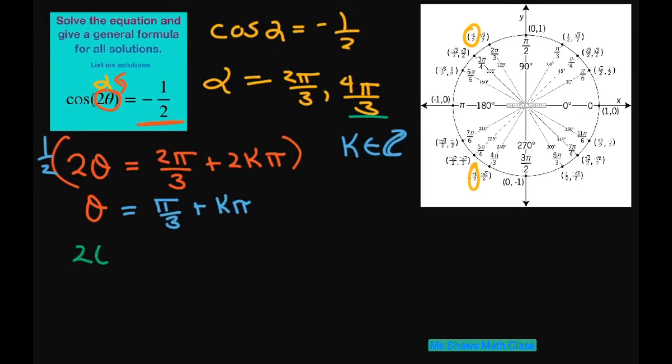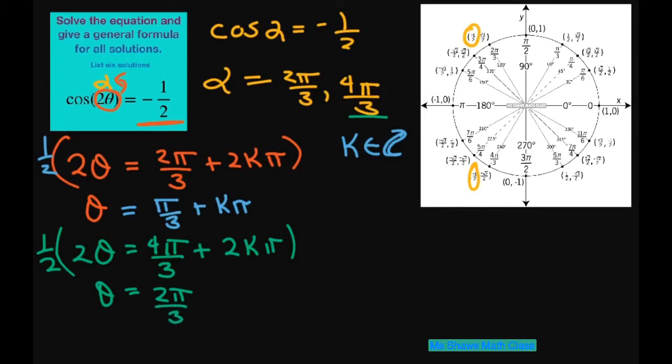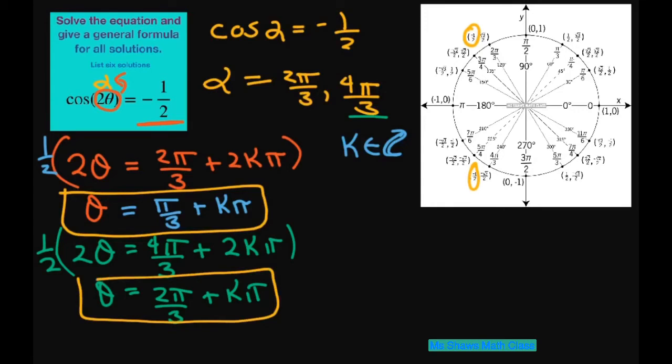We get 2 theta equals 4 pi divided by 3, and then your 2k pi. Multiply through by 1/2. You get theta equals 2 pi divided by 3 plus k pi. So here are your general formulas.